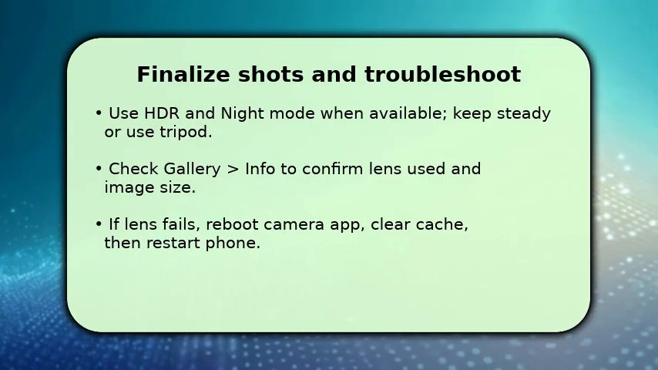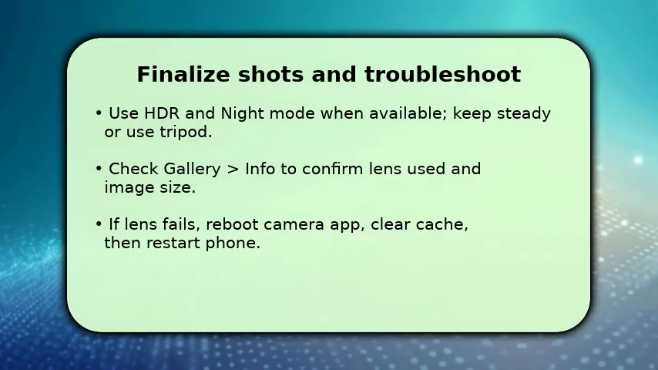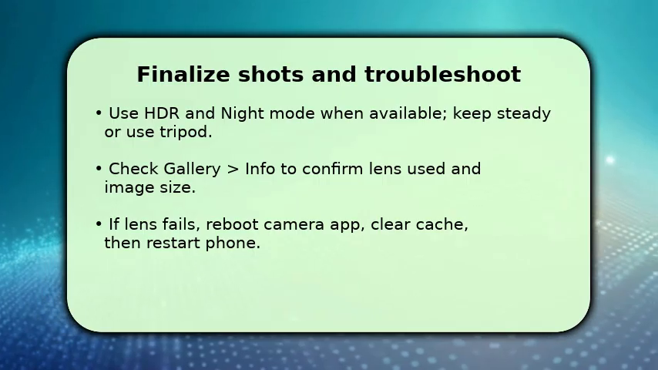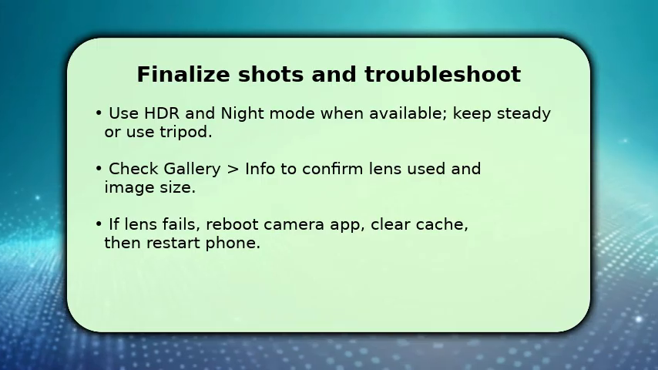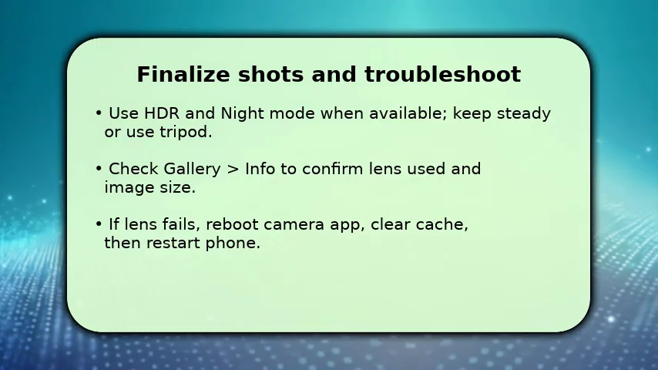If a lens button is missing or images are glitchy, force close the camera app, clear its cache in settings, and restart the phone. That sequence fixes most software lens issues quickly.